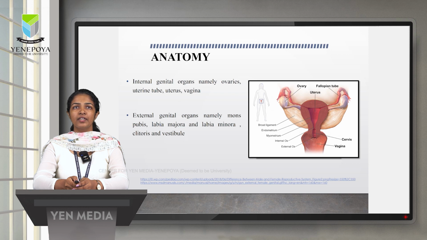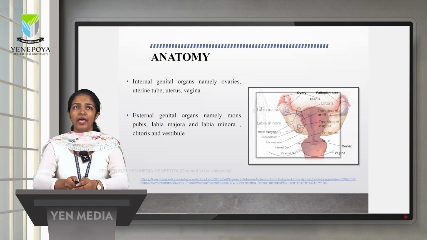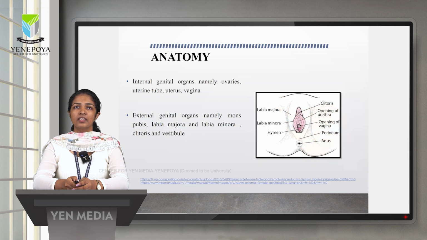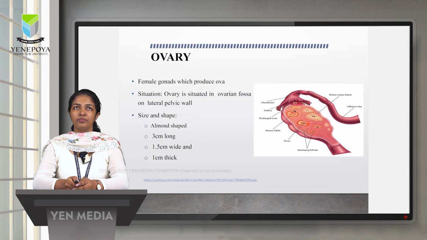Female genital organs are classified into two: internal and external genital organs. Internal genital organs consist of a pair of ovaries, uterine tube, uterus, and vagina, and external genital organs consist of mons pubis, labia majora, labia minora, clitoris and vestibule.